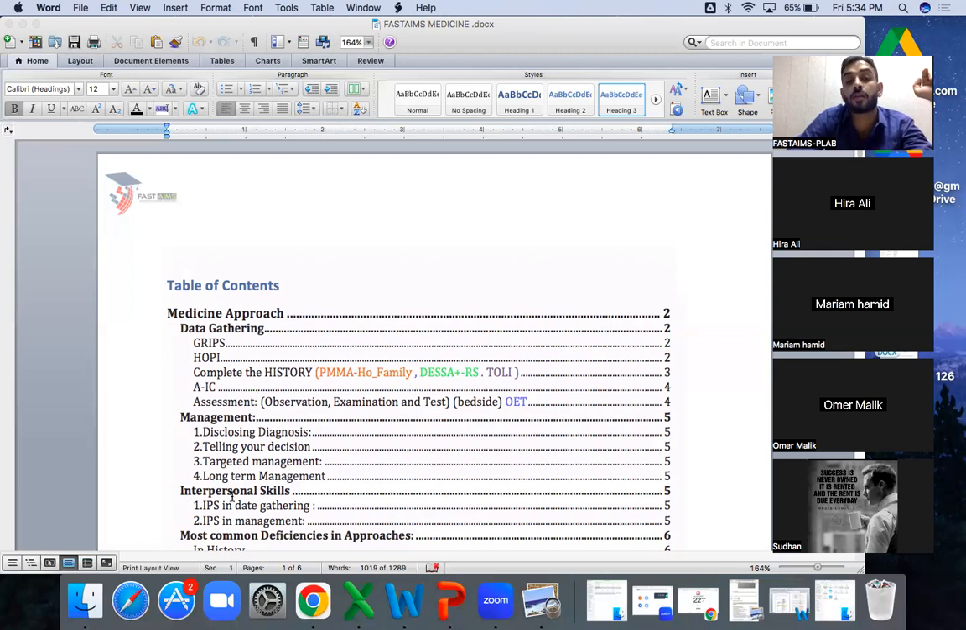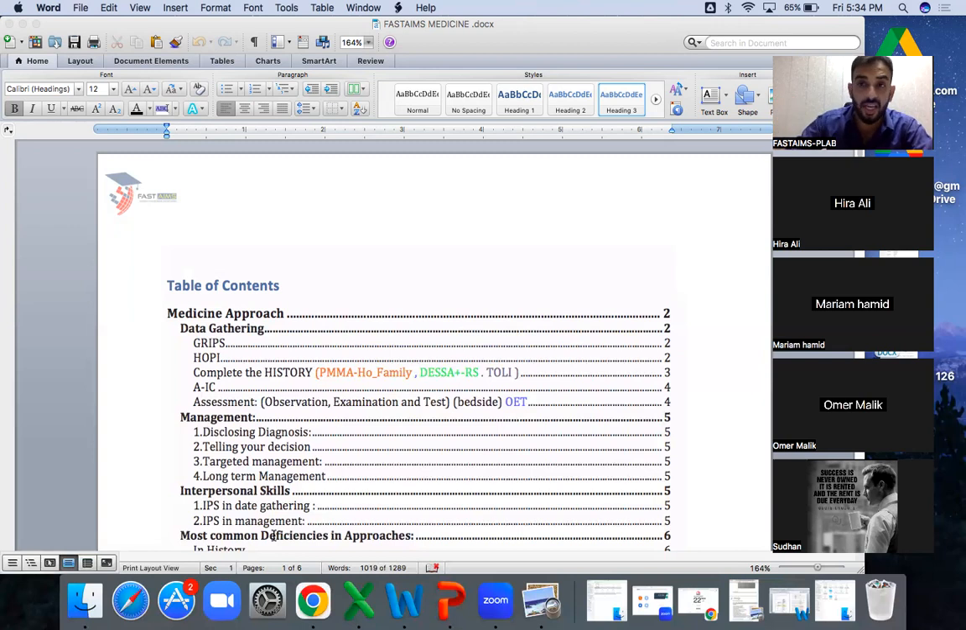The third thing is interpersonal skill. You should know what interpersonal skill means. For example, when we start our station, that is data gathering, and ideally we consume the first 4 minutes, or 5 minutes, on it. If we consume 4 minutes in data gathering, that would be ideal. The rest of the time we spend on management. But interpersonal skill applies to the whole station.